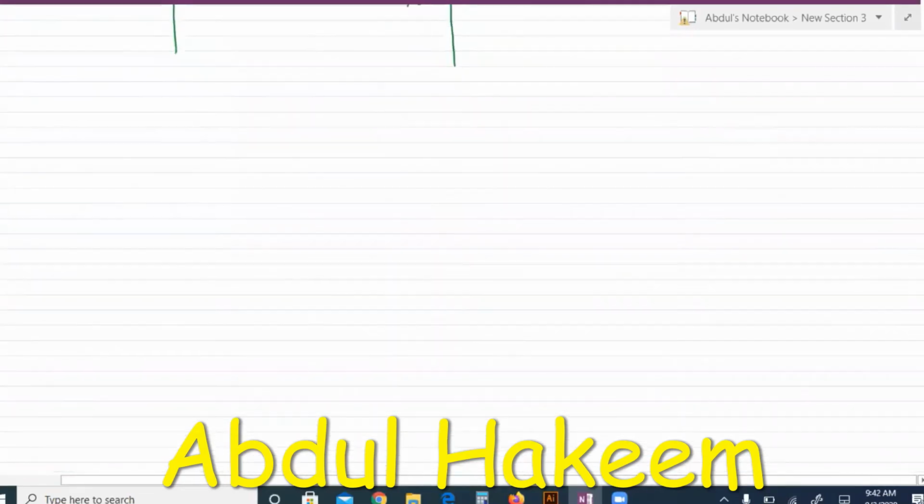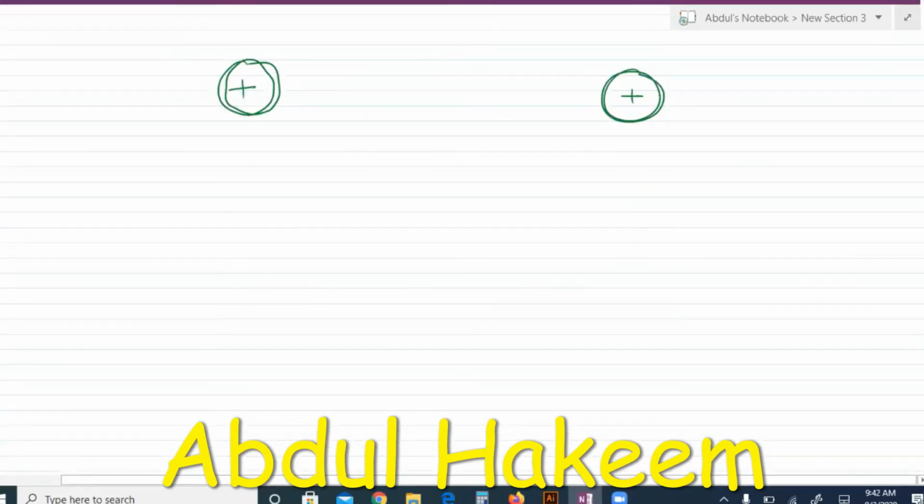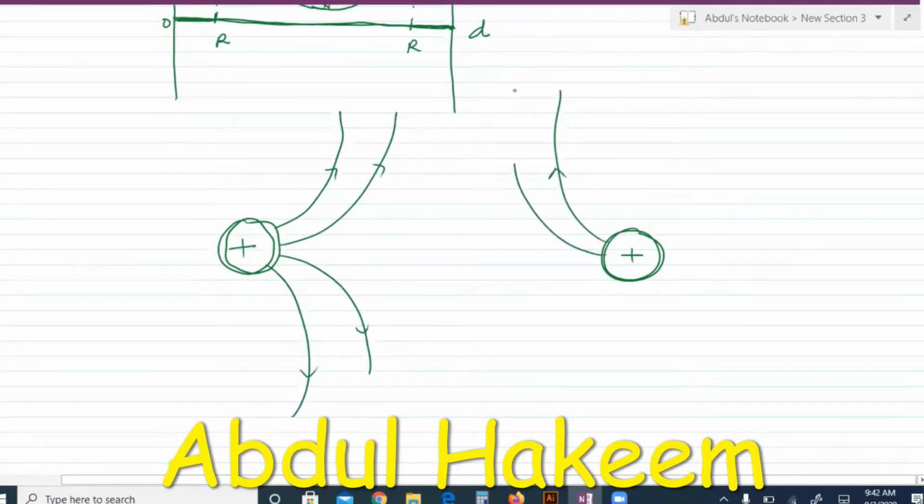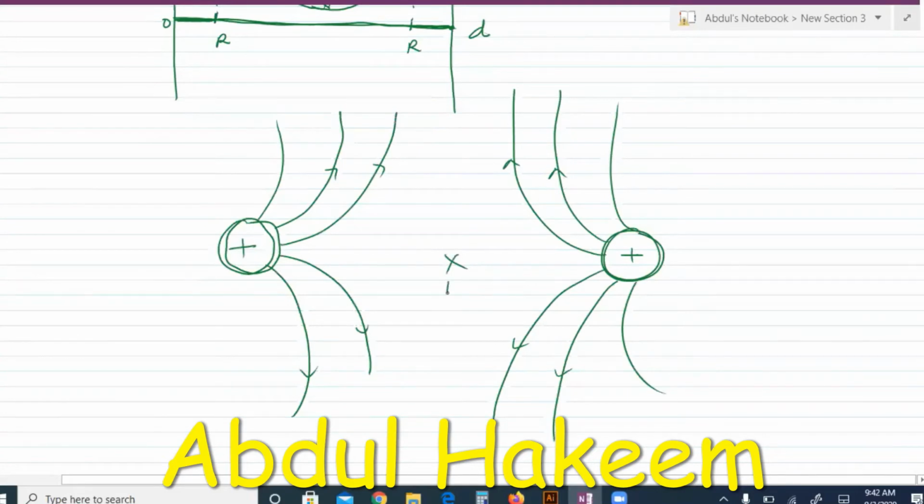Now, next. Both spheres are similarly charged. Then the electric field is repulsive. This is the electric field. We have done this in O level and A level. And this is the neutral point, meaning the electric field strength here is nothing, 0.